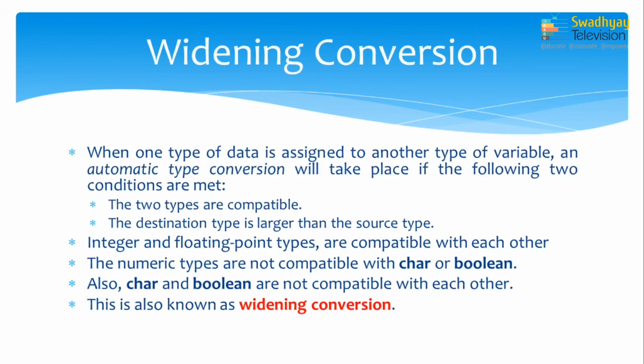Now, in a program we need to assign one variable's value to another variable. When we assign one data type to another data type, Java provides 3 types of data type conversion. First is called widening conversion, which will automatically take place. Then we have narrowing conversion, which needs to be explicitly done, and finally, we have another type of conversion which is known as truncation. So, first we discuss widening conversion.